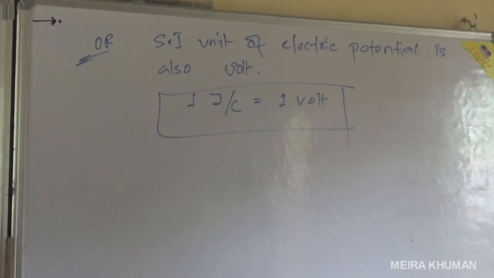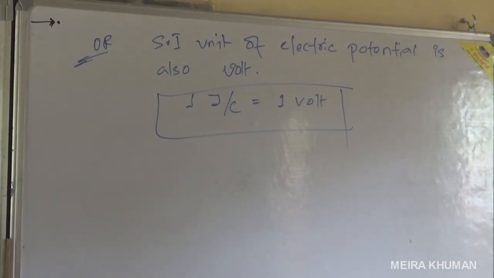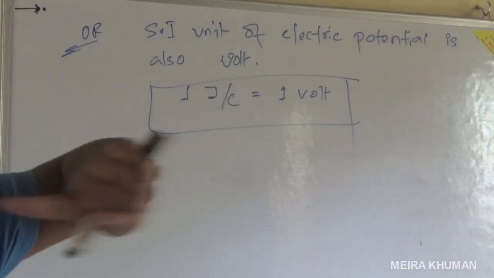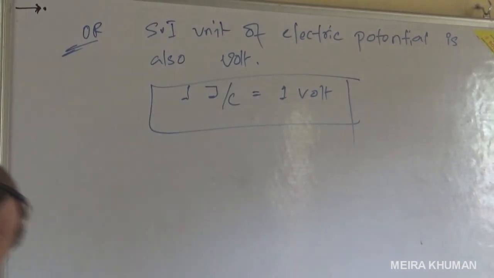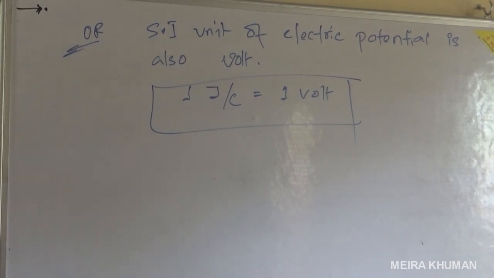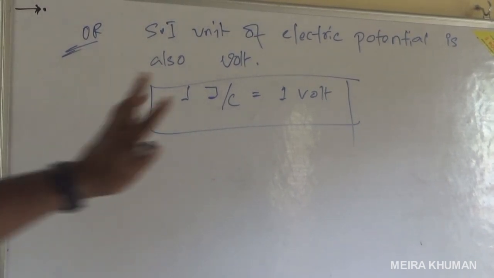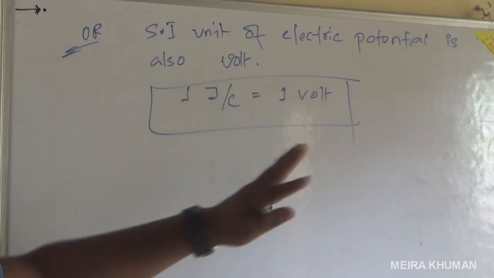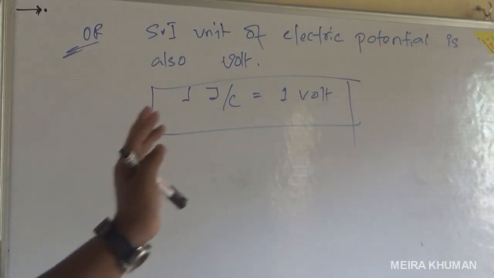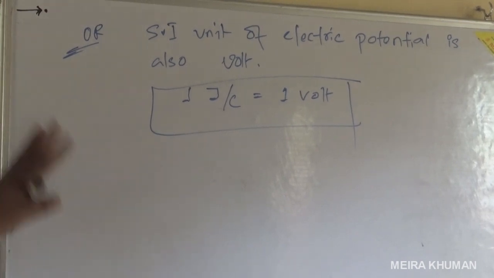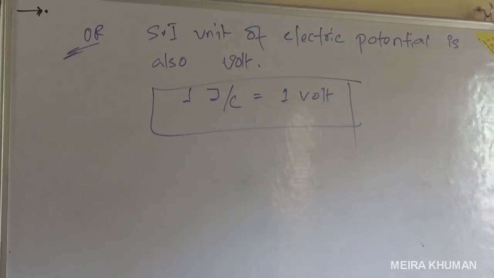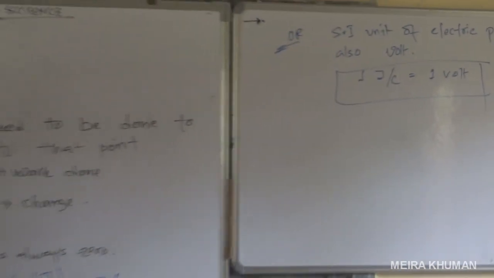So let us try to understand the meaning of the term 1 joule per coulomb. 1 joule per coulomb means that while moving a charge of 1 coulomb, we are performing an amount of work equal to 1 joule. So these are the literal meanings, and all the significance we will try to understand in our next topic, which is electric potential difference. Clear? So for the time being, just make a note of all this.